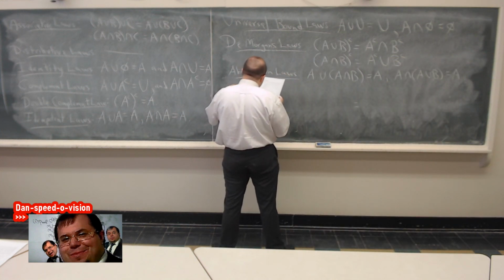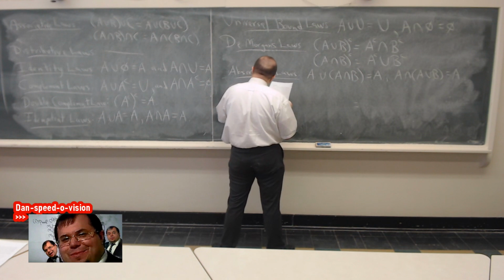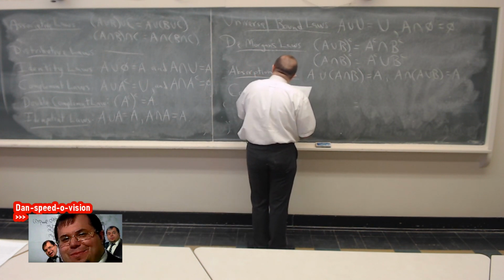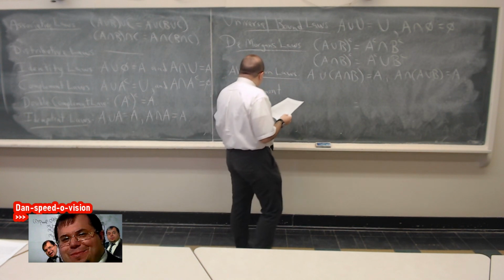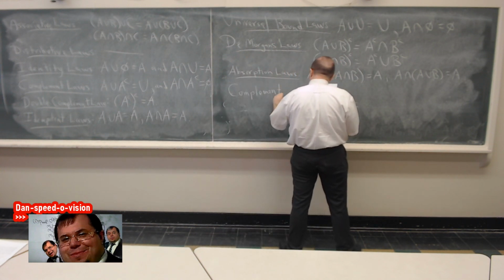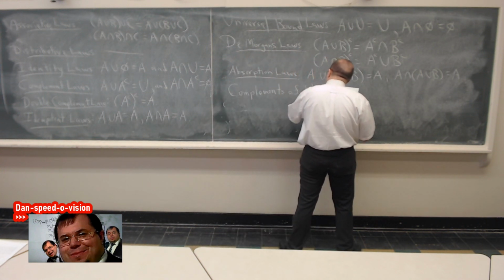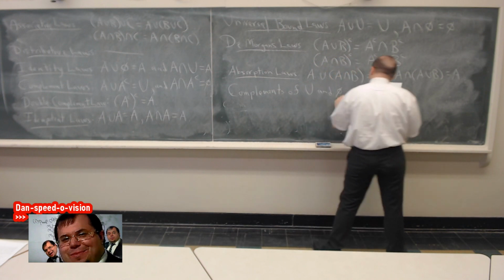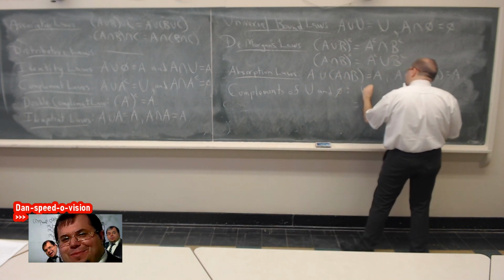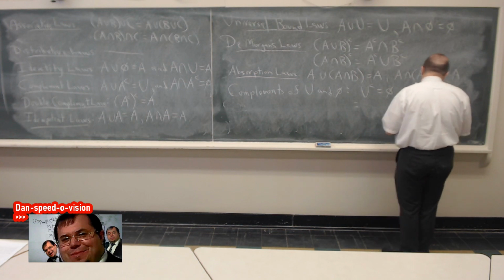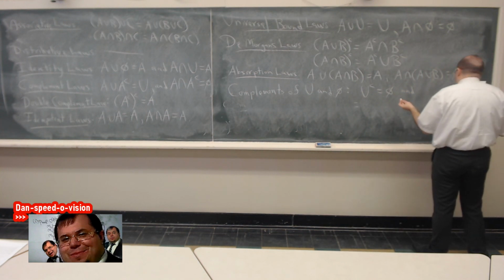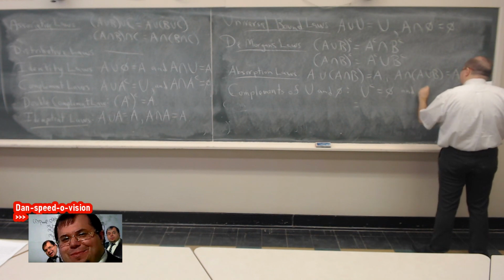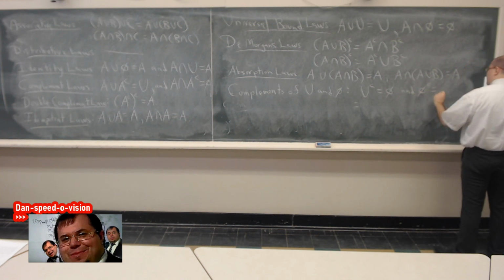Then there are some complements. Remember, these are not, hey, you're looking wonderful today, or, oh, those cookies look delicious. This is complement with an E. Complements of U and the empty set. So the universe's complement is in fact the empty set, because it's everything that is not in the universe, which is just a set with nothing in it, right? With no elements. And the complement of the empty set is in fact equal to the universe.